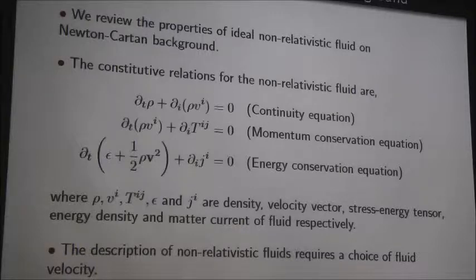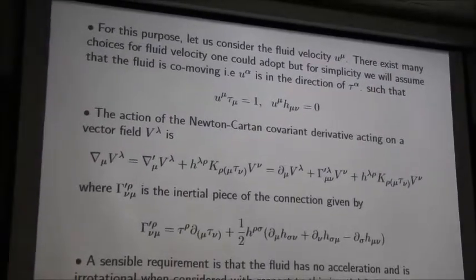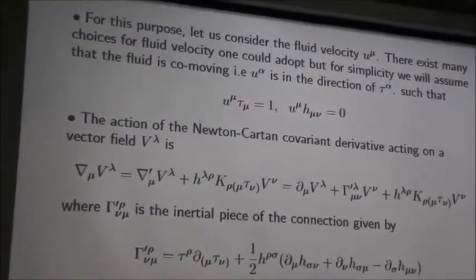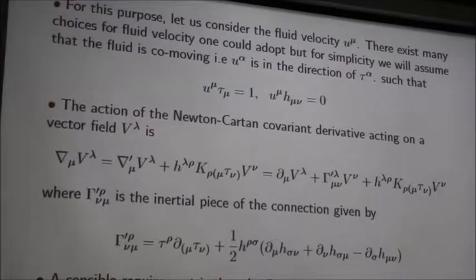But the description of a non-relativistic fluid requires a choice of fluid velocity. For this purpose, we consider a fluid velocity u mu, which is co-moving, so that means u mu is in the direction of tau alpha. There are many arbitrary choices also, but for simplicity I have chosen this one. And u mu has been defined in such a way that after contracting with tau mu it gives 1, and it's orthogonal to h mu.